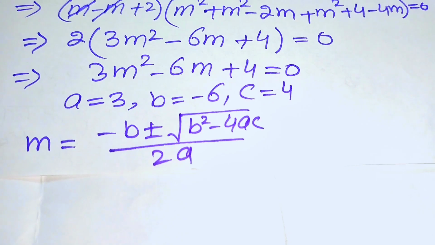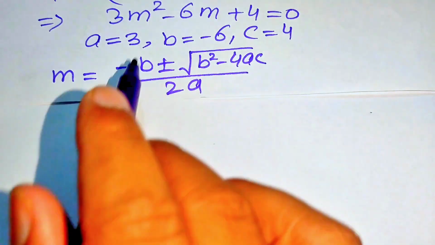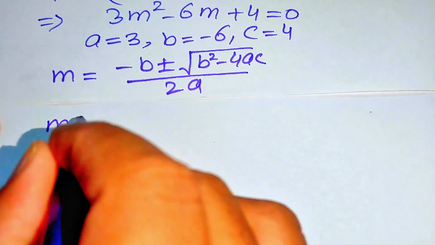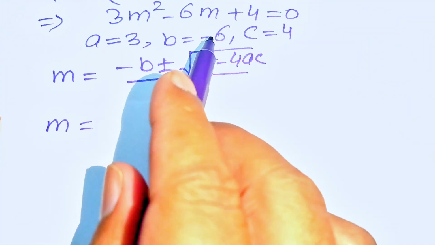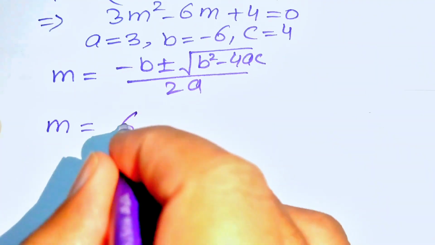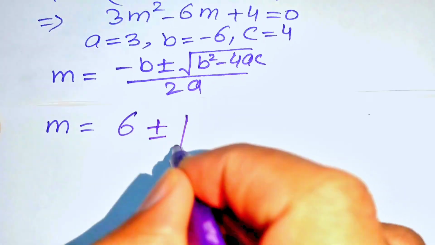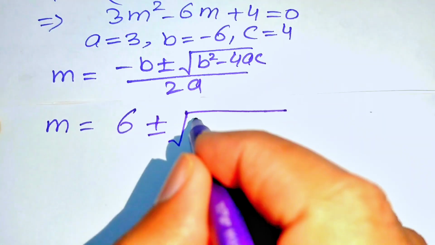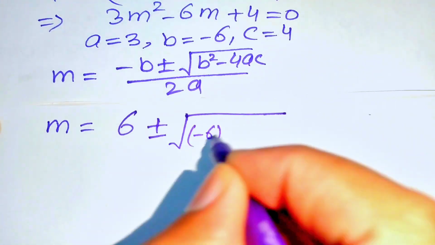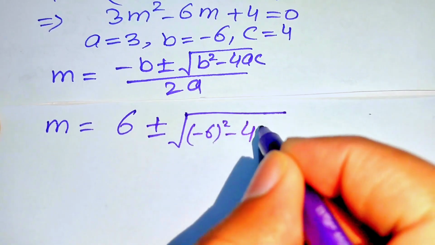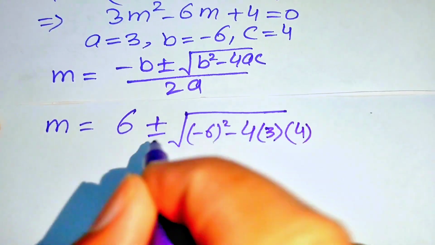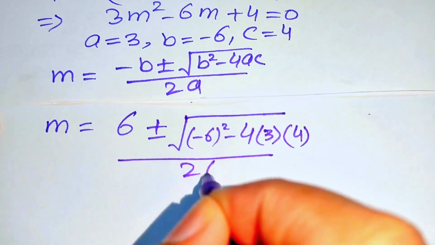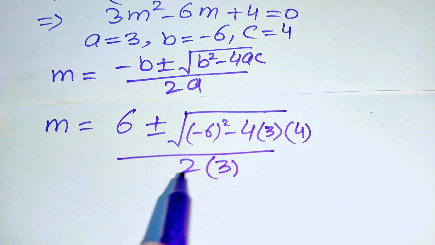So this is our nice quadratic formula, and now we substitute all these values in this formula, and we obtain m equals minus b, and the value of b is minus 6. So this minus times minus becomes plus 6, plus minus square root of b squared, and b is minus 6 squared minus 4 times a, where a is 3 and c is 4, and this whole is divided by 2 times a, and a is 3.